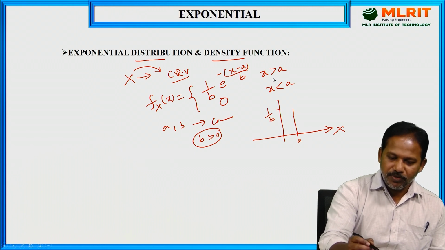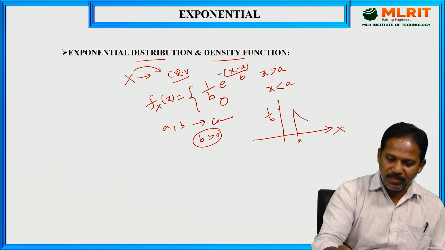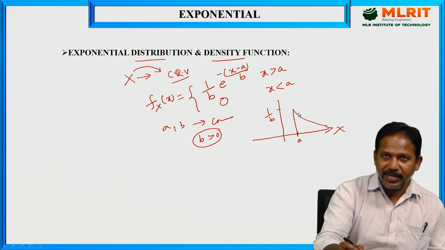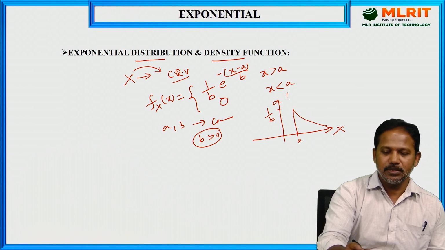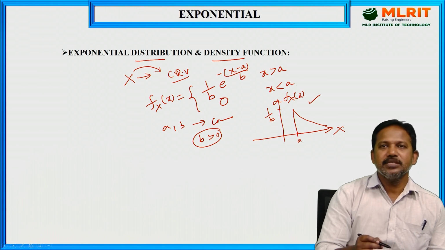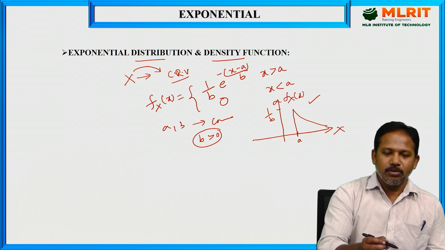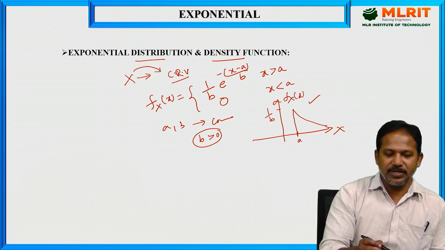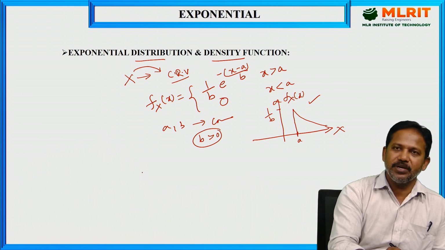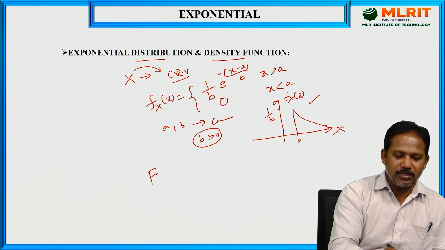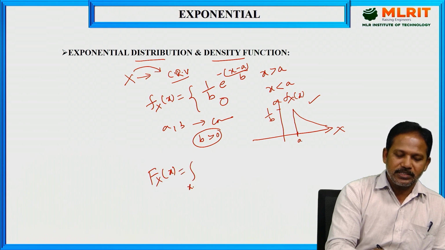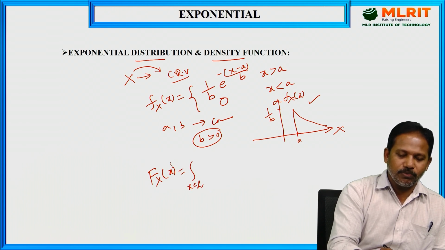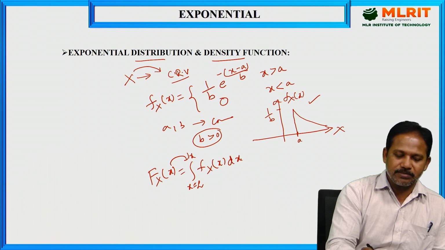So at x equal to a, my value is 1 by b. Next, as x increases, it automatically decreases exponentially. So this is the exponential density function graph. By using this, I need to find the probability distribution function. Already we know the relation between distribution and density function, that is F_X(x) is equal to the integral from x equal to minus infinity to x of small f_X(x) dx.